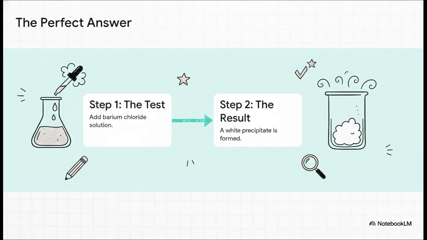So this is pretty much the gold standard answer. You state the chemical you add, and you state what you see. It's clean, it's precise, it's 2 marks. But what if you wrote something slightly different? What if you mentioned another chemical or maybe added an extra step? Would that still count? Let's check out what the official mark scheme says.